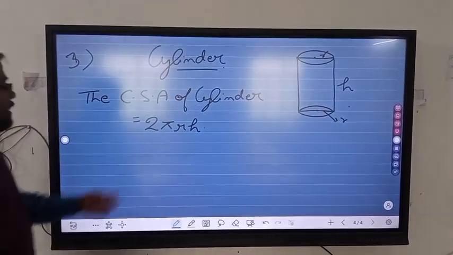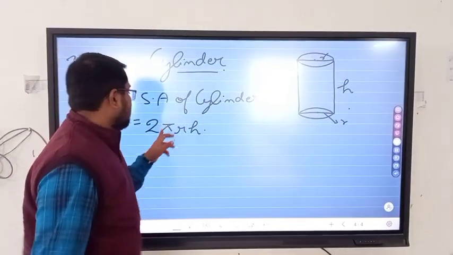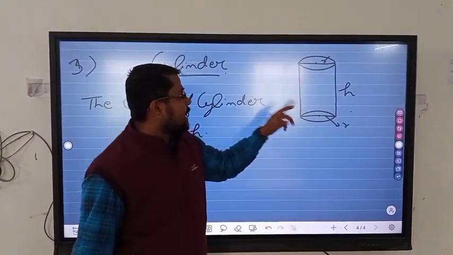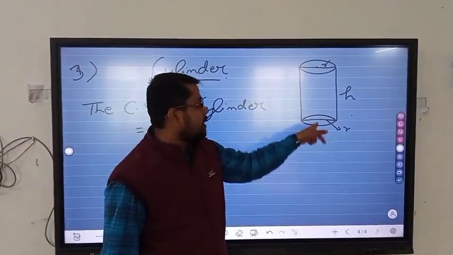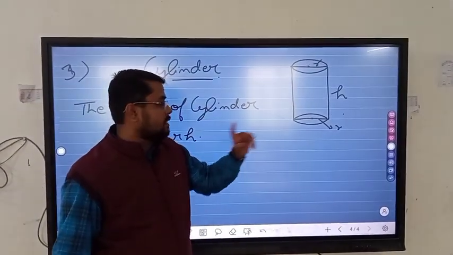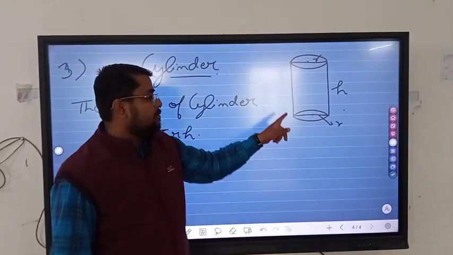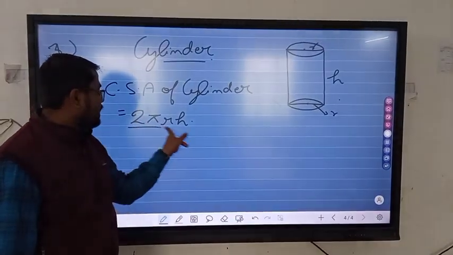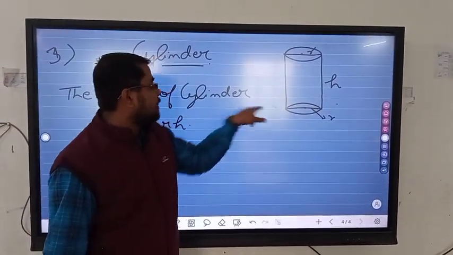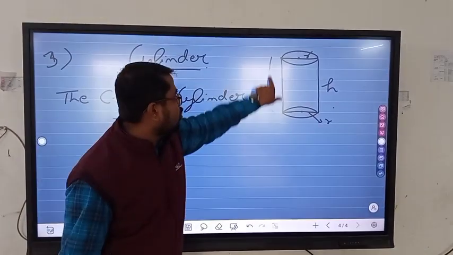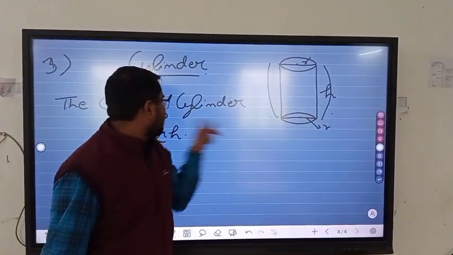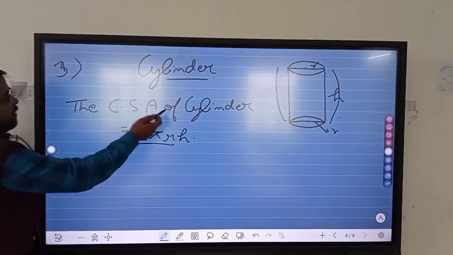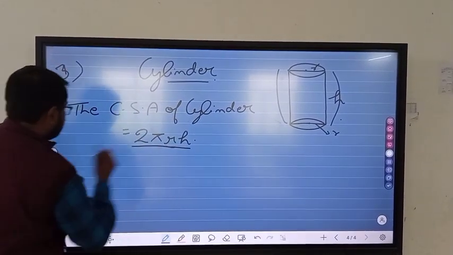Okay, how does it come? This is the cylinder. The cylinder has two circular regions, the upper and the lower. We know that the circumference of a circular region is 2 pi r. This is 2 pi r, and we know that the curved surface means the whole this. So we multiply 2 pi r into h to conclude the formula of CSA of cylinder, 2 pi r h.